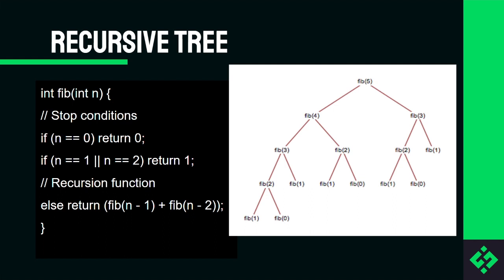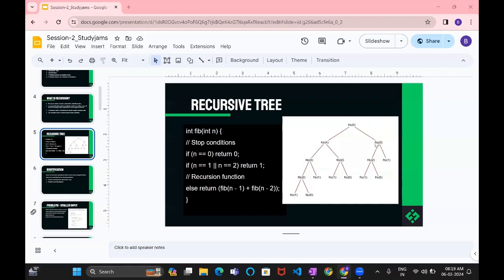And if n is equal to 1 or n is equal to 2, we will return 1. And in all other cases, we will return Fibonacci of n minus 1 plus Fibonacci of n minus 2. Now let's look at how this Fibonacci program is working.